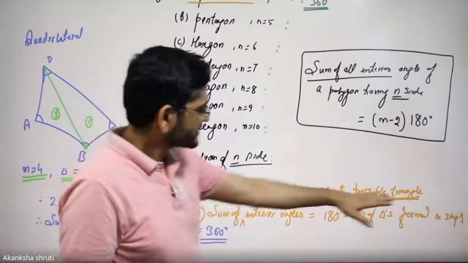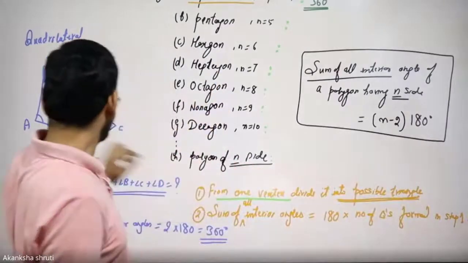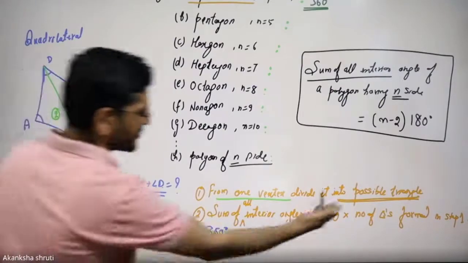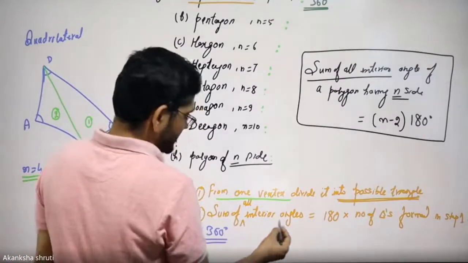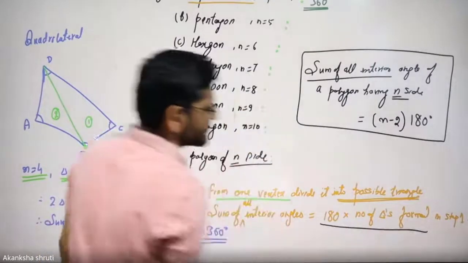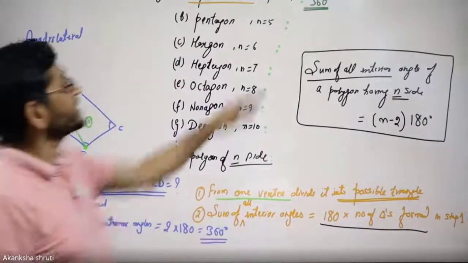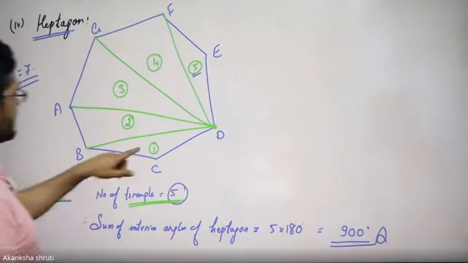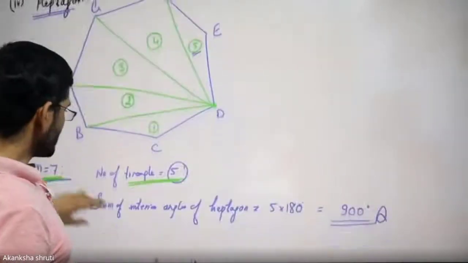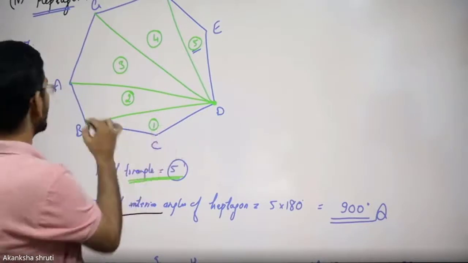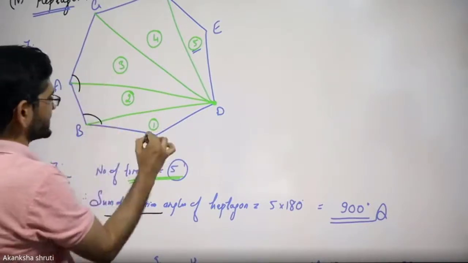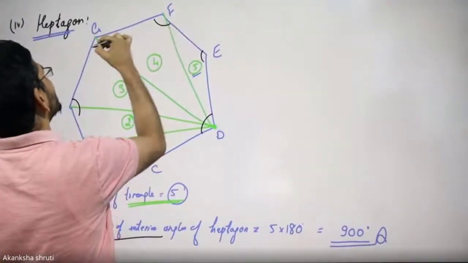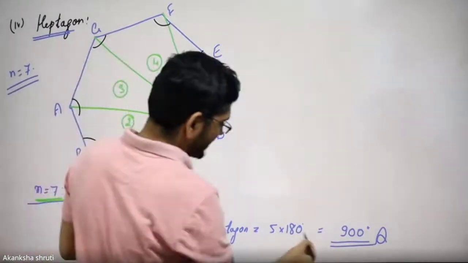So from one vertex, make the possible triangles by joining the other vertices as diagonals, means you have to search for the number of diagonals only. Then the sum of the internal angles is 180 times the number of triangles. So applying this, we had derived. If we have the heptagon, the number of triangles formed is 5. So the sum of all its internal angles, angle A plus angle B plus angle C plus angle D plus angle E plus angle F plus angle G, will be 5 into 180.